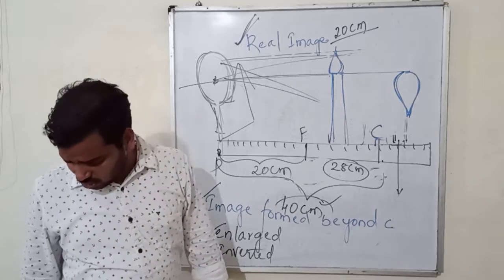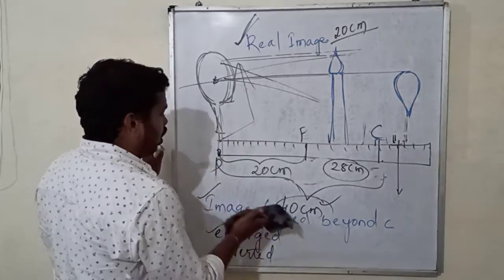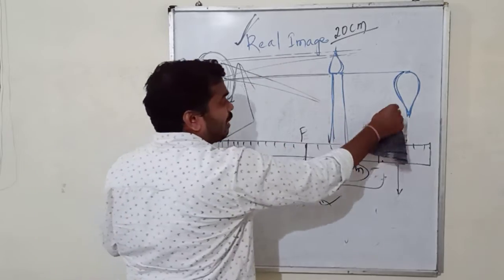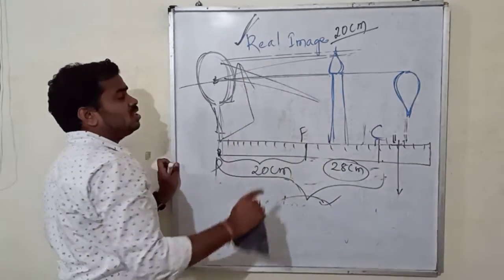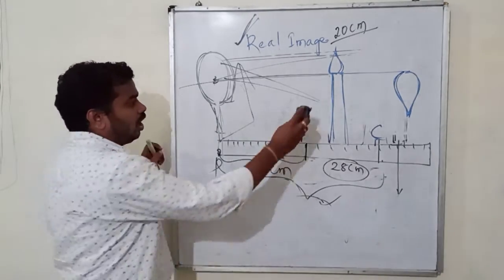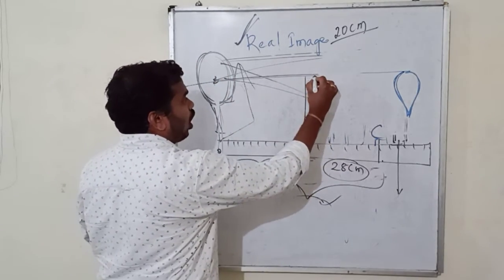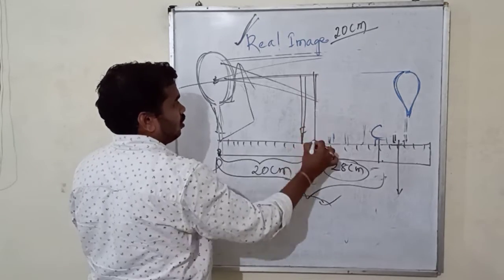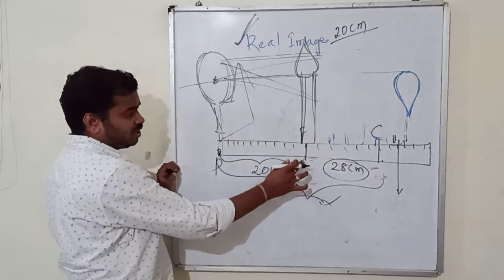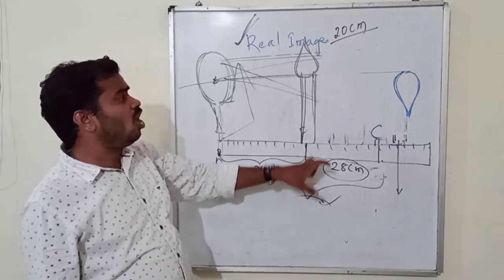Okay. Next to that, we can see when the object is placed. See, real image: as long as the image is captured upon the screen, it is called a real image. Now the object is moved up to the focus. We placed the object at the focus. The distance at which the focus was lying, there the object was placed. That means the focus is here, and we placed the object at that focus.